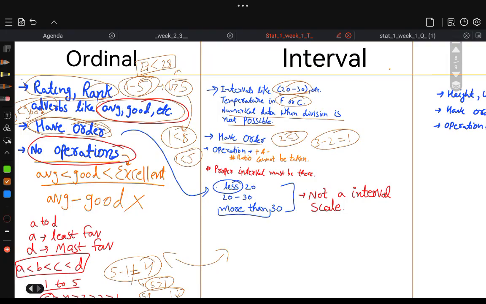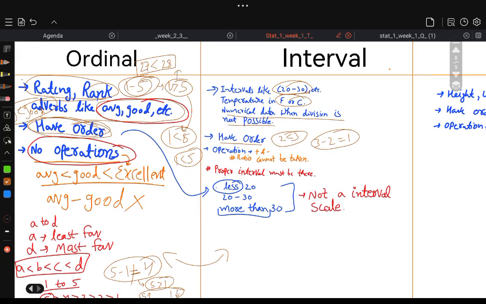We always try to downgrade the scale. If we upgrade it to ratio scale, then we can say that it is a ratio scale, but we cannot perform any ratio on them. It will be useless, right? So we try to downgrade the scale whenever possible. Like in this case, there is no proper interval, so interval scale is not possible for it.